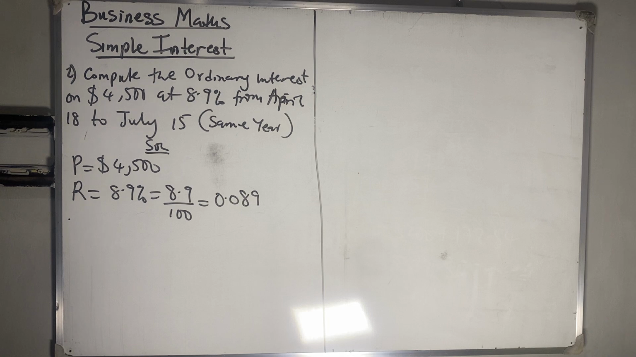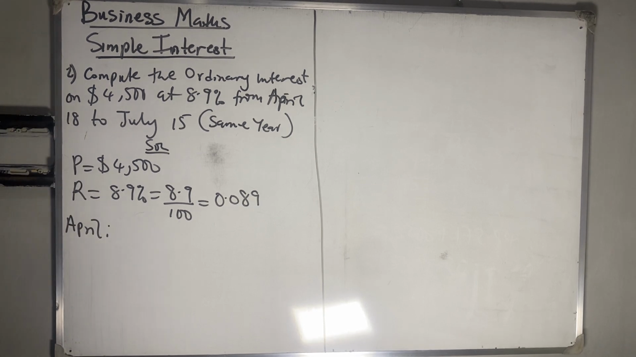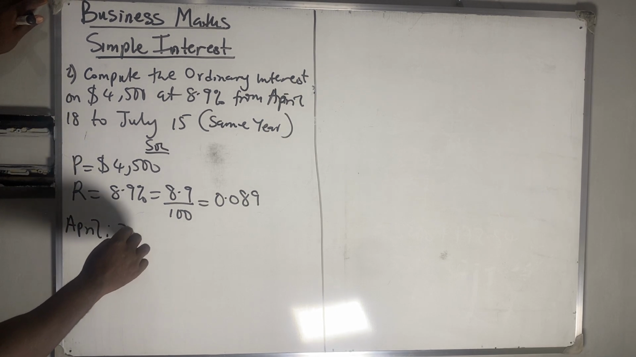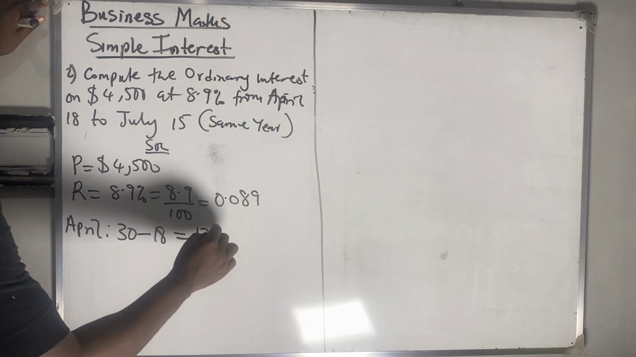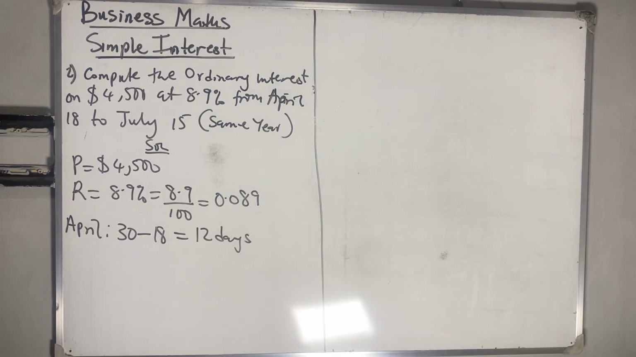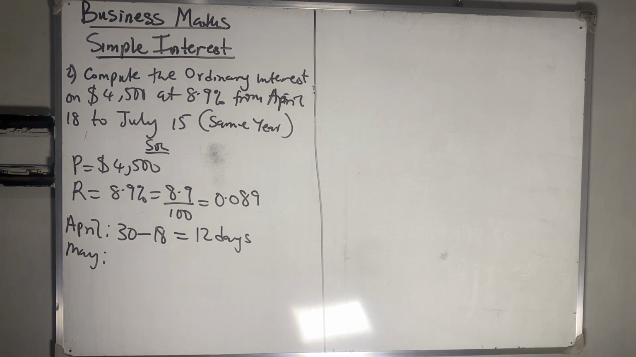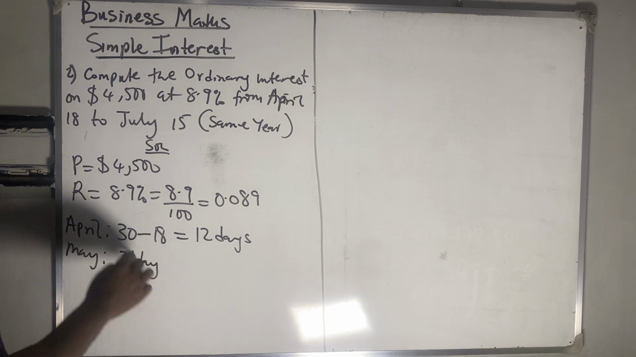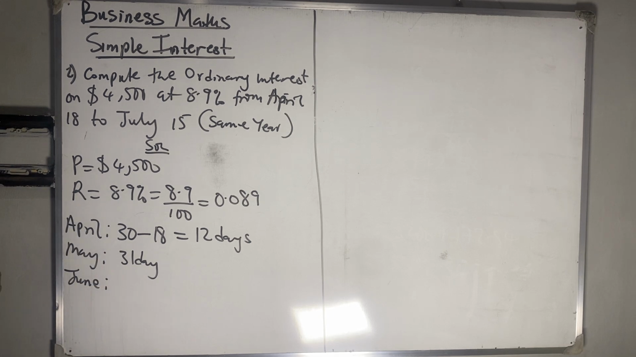Now, to calculate the time, we are going to check from April 18. So the thing started from April 18. Thirty days has September, April, June, and November, so April has 30 days. If you say 30 minus the 18 days that have already passed, that means for April, the money is with him for 12 days. Then May is 31 days. June has 30 days.